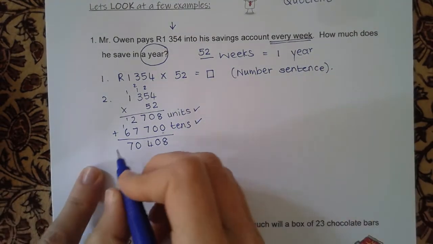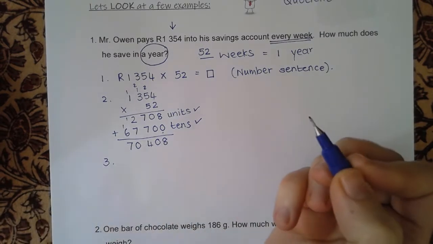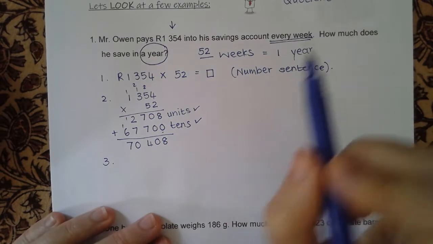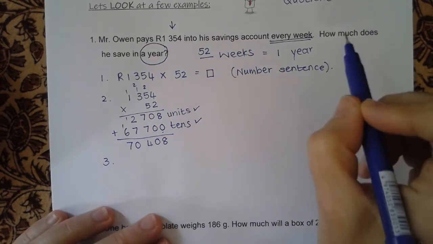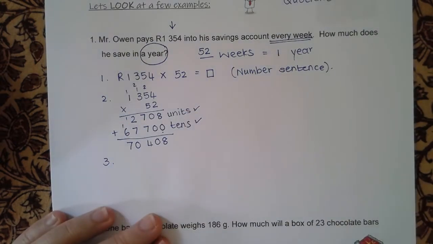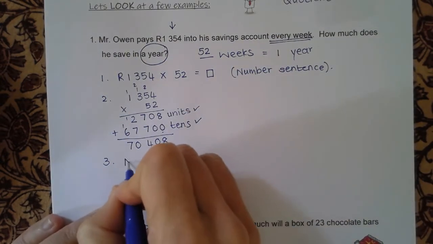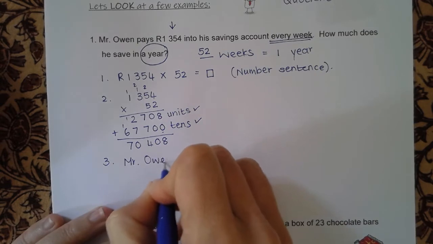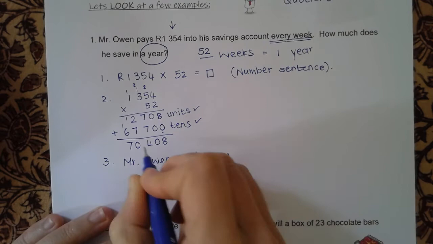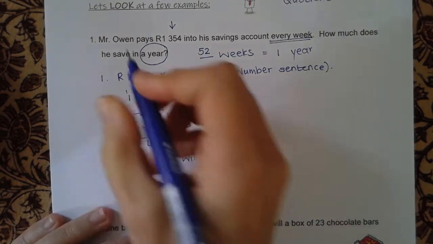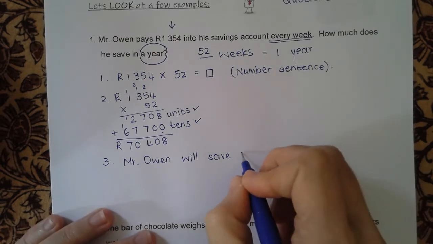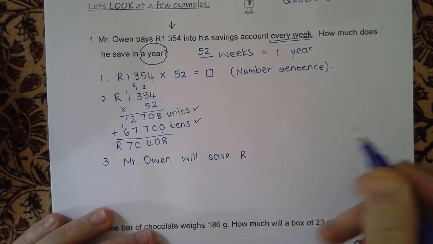Okay. So when you've done all your calculations, I will give you 2 marks for this, but not for the answer yet, because the third step is the proper answer using a sentence or words. I want you, when you reach this stage, go back to the question. How much does he save in a year? So we will say, Mr. Owen will save, and then you go back to your answer. Remember, this is in rands. It's important to use the unit of measurement. So it's money, so we use rands.